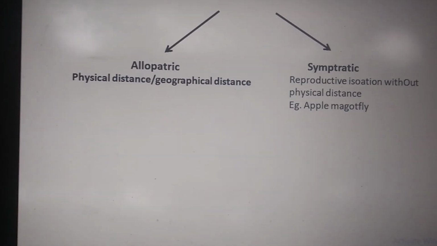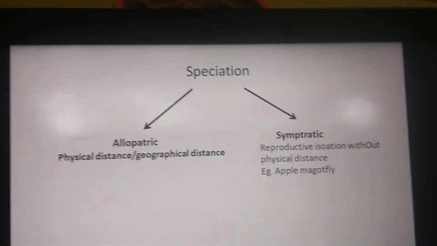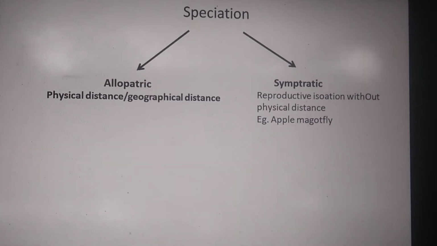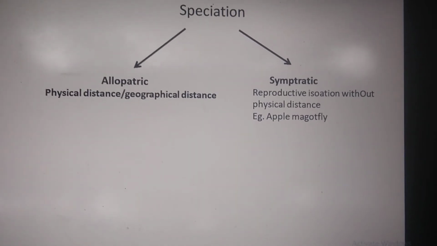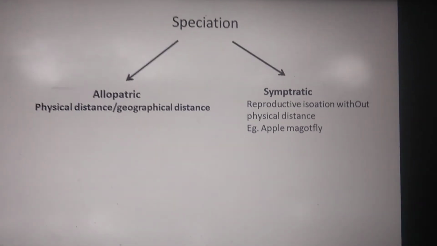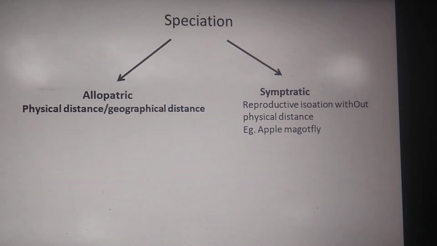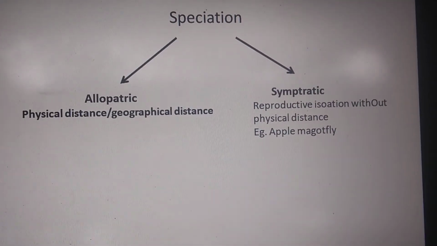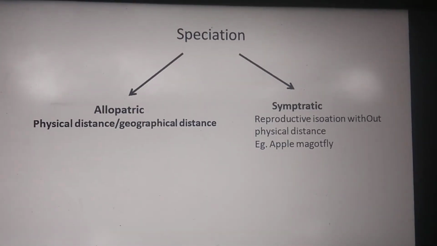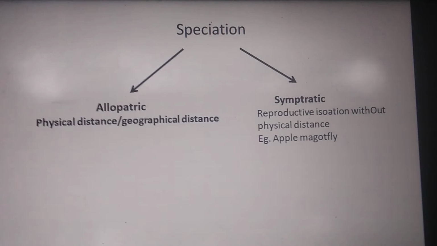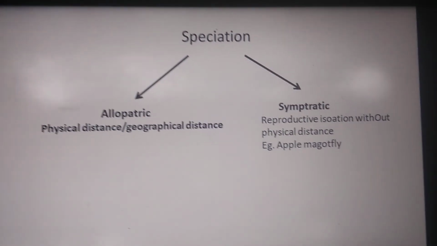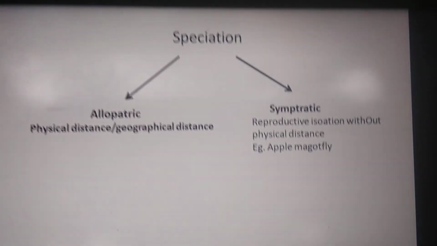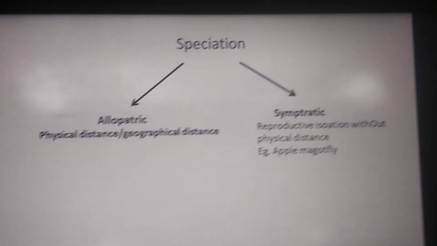Although there is no geographical isolation between them, maybe the hawthorn tree and the apple tree are side by side in a garden, their mating partner, their food is totally different. And eventually, through the course of time, they became a totally different species altogether. So they originally used to live on the hawthorn tree, and after the introduction of the apple tree, they started living there. They formed a totally new species. So here there is no geographical isolation, no physical distance, but there is the formation of a new species. This specific type of speciation is called sympatric speciation.